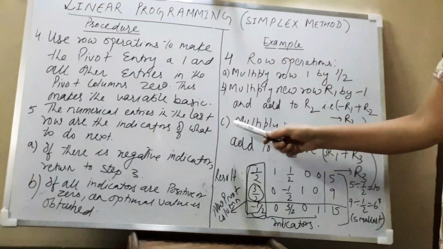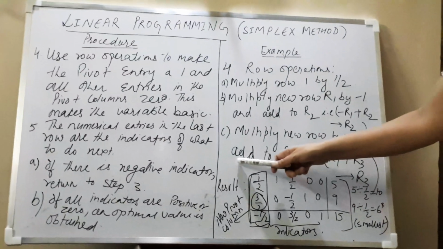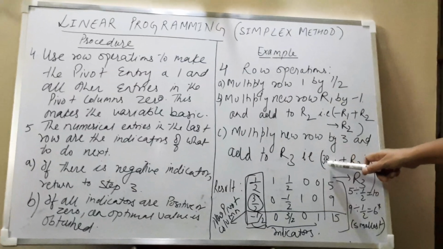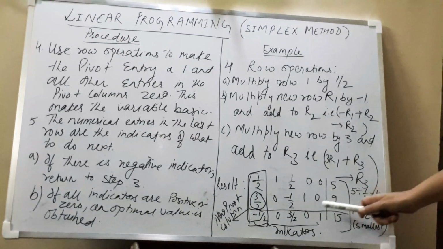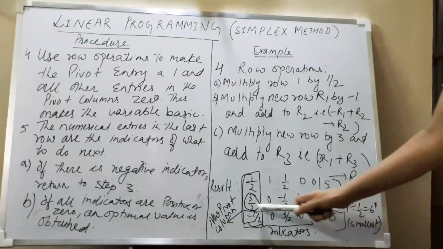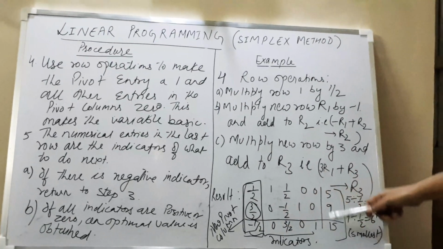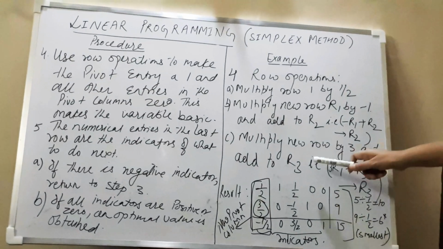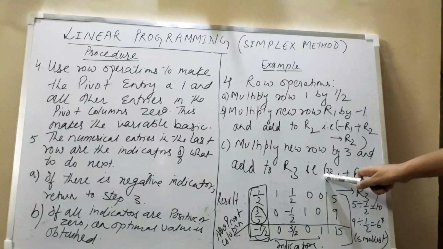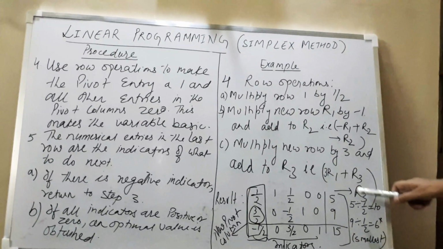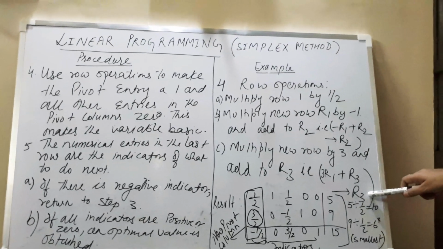Next, multiply new row by 3 and add to row 3. That is 3R1 plus R3 gives R3. Here you can see this is row 1, this is row 2 and this is row 3. In row 3, we are multiplying row 1 by 3 and then adding row 3 so that we get the new third row.